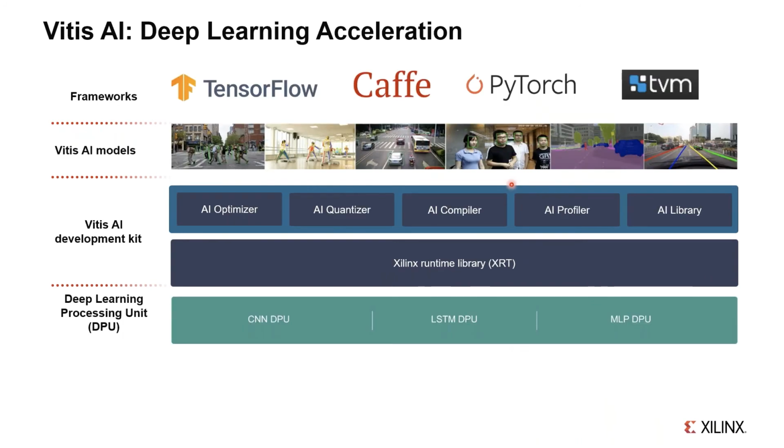So Vitis AI is an add-on to Vitis. It consists, again, of several layers. Down at the bottom, we have the DPUs, the Deep Learning Processor Units. These are basically a series of IP cores which act as accelerators and accelerate the execution of neural networks, okay?